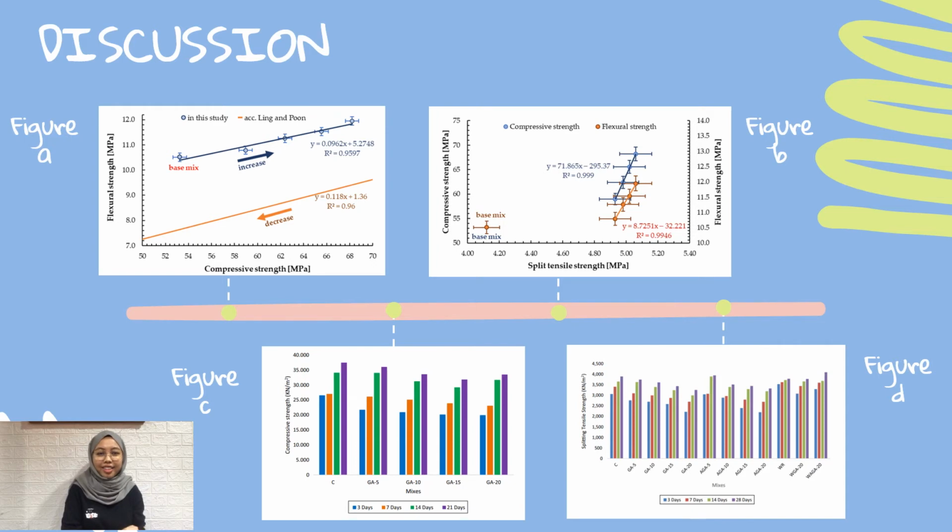Lastly, figure D shows the splitting tensile strength for all the mixes after being cured for 3, 7, 14 and 21 days. There was a significant increase in splitting tensile strength for all of the mixes with age, due to the process of hydration that reduced permeability and improved the transition zone.